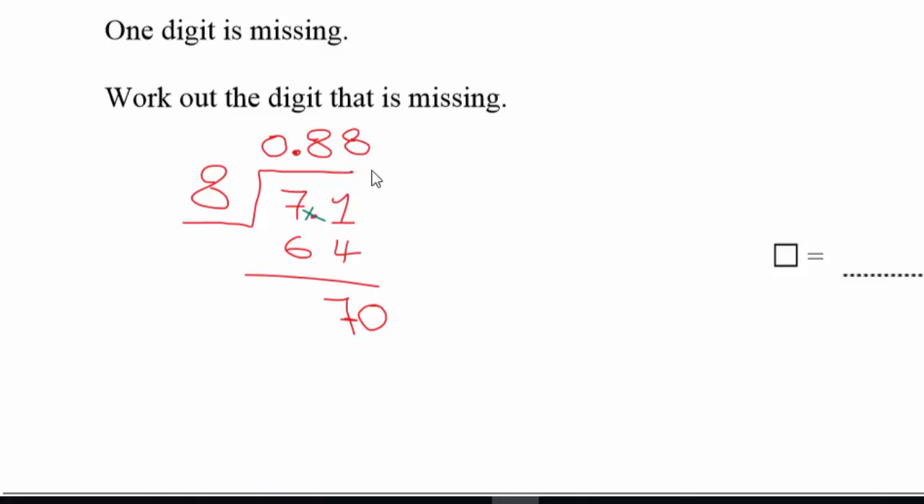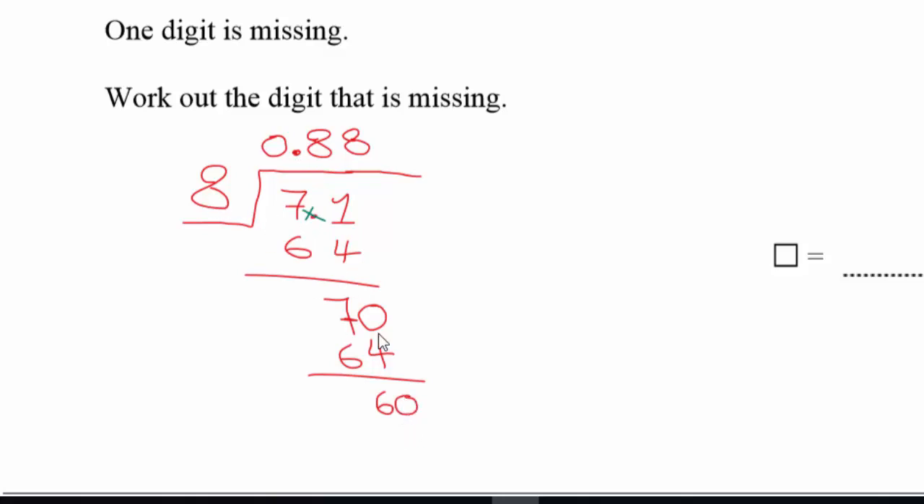But let's continue to check if we are on the right track or not. Again, 8 times 8, 64. Subtracted. 70 minus 64 is equal to 6. Since we have a decimal point, it's okay to put 0 whenever we need it.